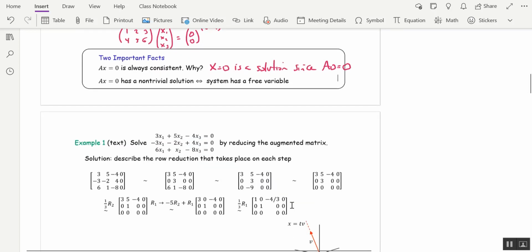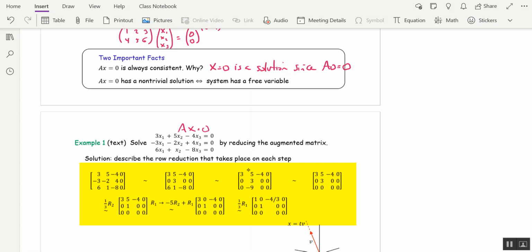All right, this is example 1 from your text. We're looking at the matrix. This is a homogeneous system, AX equals 0. And so I've reduced the augmented matrix here, and I filled in the twiddles on the bottom row. I want you to fill in the twiddles on the top row. You can do that on your own. Figure out what row operation I did at each step to get to the next matrix.